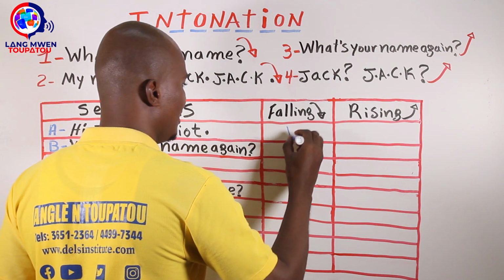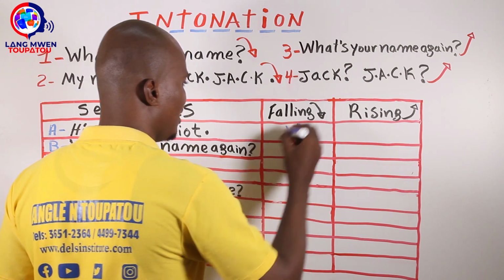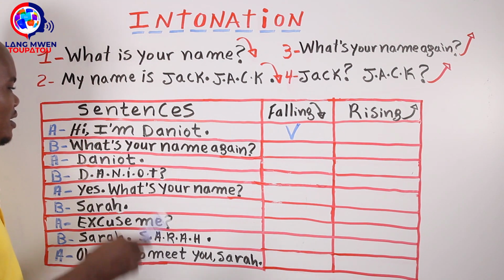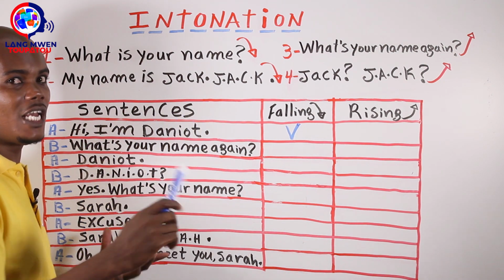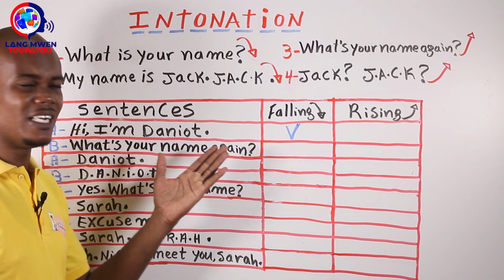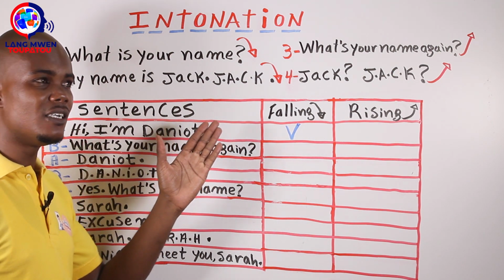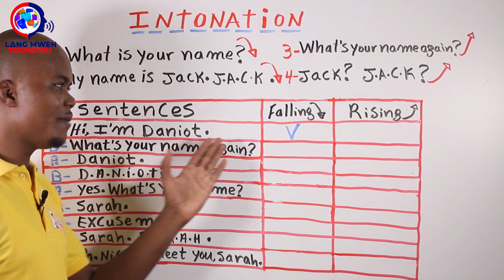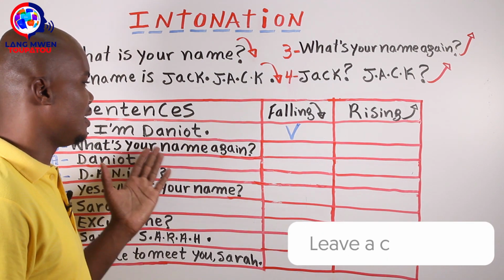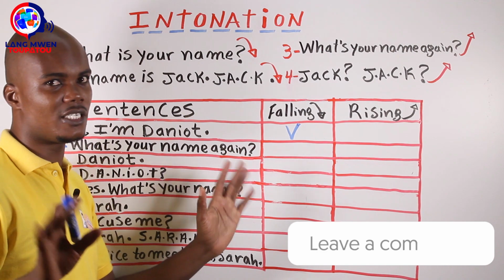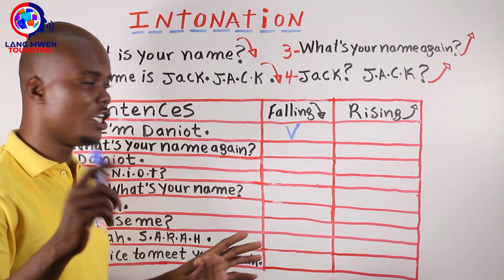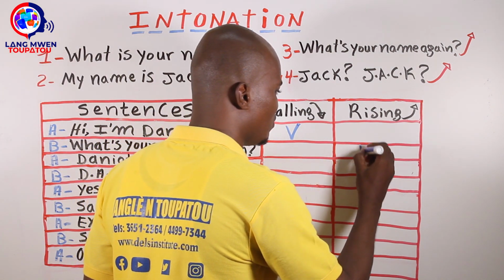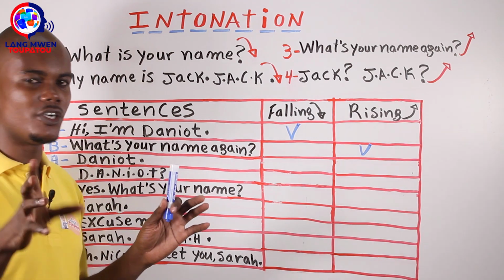Here I can check it. It's a falling intonation. Let's go now to the next sentence. What's your name again? Oh, you know that. Yeah, it's easy because you knew that before. What's your name again? Can you comment? Okay, it's not a problem. You see the same sentence. You can do it better when you see the same sentence. Good. Now, it's a rising intonation.